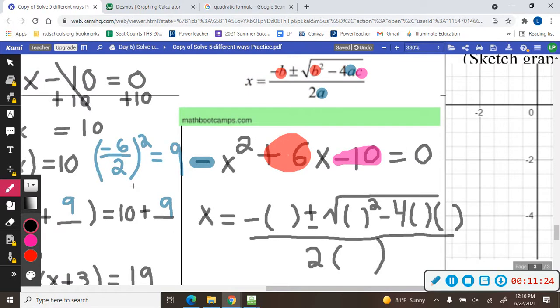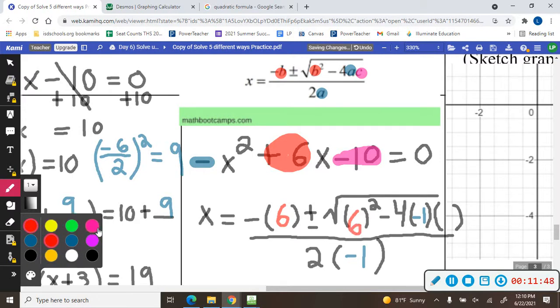First, let's plug in the blue ones. So we know A is -1. So I'm going to put -1 here and here. I know B is 6. So I'm going to put 6 here and here. And I know C is -10. That would go here.